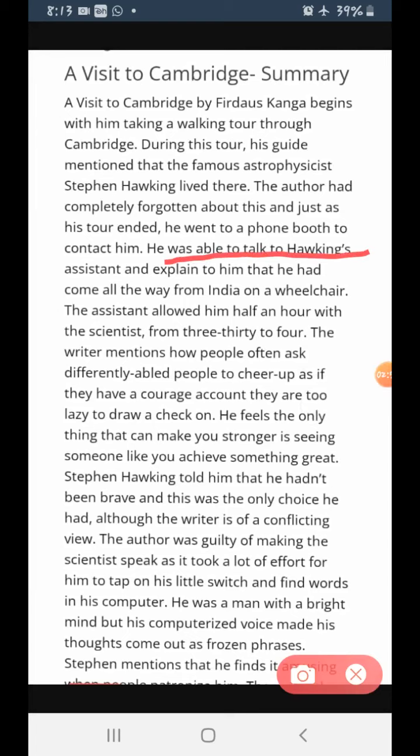When he called, he was able to talk to Hawking's assistant and explain to him that he had come all the way from India on a wheelchair. So when he made a call to Stephen Hawking, it was not Stephen Hawking who received the call, but his assistant. That means it was his assistant who received the call, and he denied his meeting. Okay, he denied meeting with Stephen Hawking, but Kanga convinced him by telling that he had come all the way from India on a wheelchair.